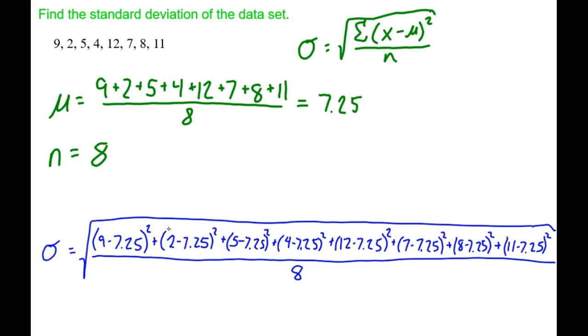If you're plugging this in on a calculator, which I recommend you do, I would first add up all of these terms, get your answer, then divide that answer by 8, get your value, and then take the square root of that value. Do this in multiple steps rather than trying to type this all in at once. And so if you type that in, you get sigma is approximately 3.2. So that's how far to the right or left one standard deviation would be from our average.